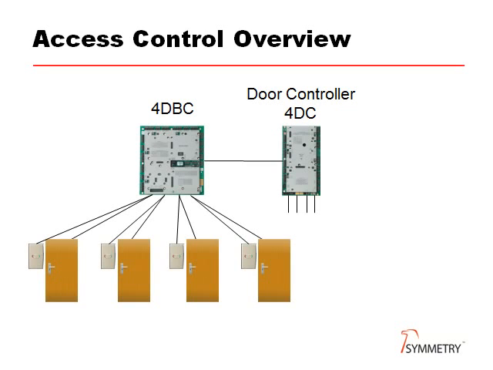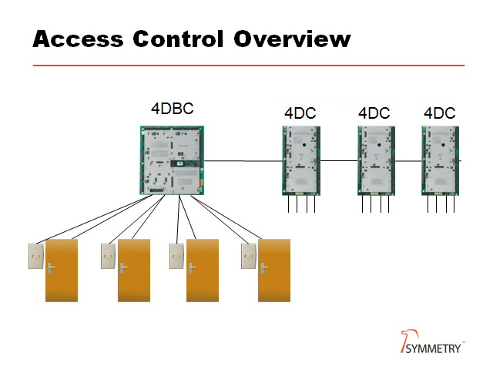Credentials are read from a reader, passed through the door controller to the database controller. If access is granted, the information is passed back to the door controller and onto the lock. Up to 16 doors can be controlled in this way.